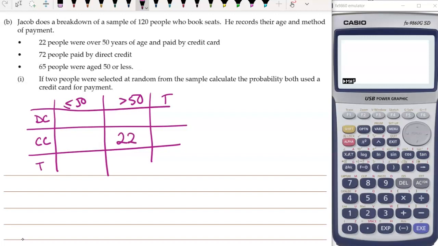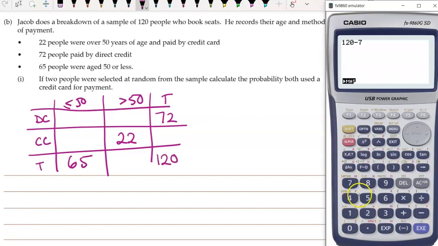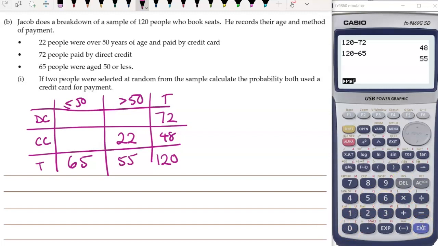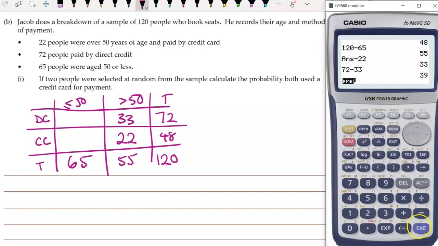72 paid by direct credit. 65 were aged 50 or less. And we've got 120 in total. So 120 minus 72 gives us a 48 here. 120 minus 65 gives us a 55 here. 55 take off 22 gives us 33 just there. 72 minus 33 is 39, and 48 minus 22 is 26, and I'll just check 39 plus 26 adds to 65 to make sure I haven't made any mistakes.